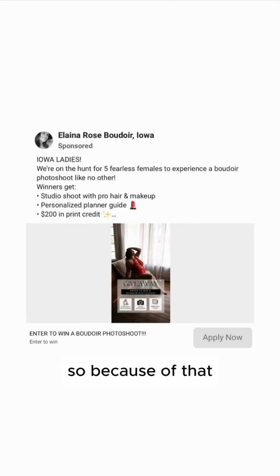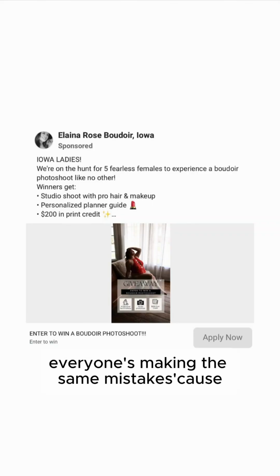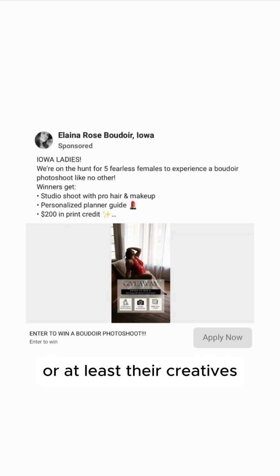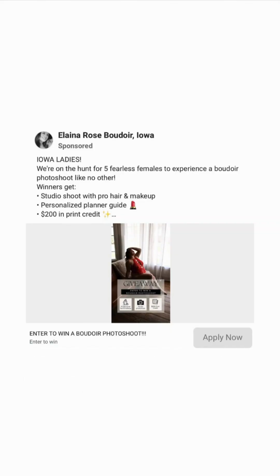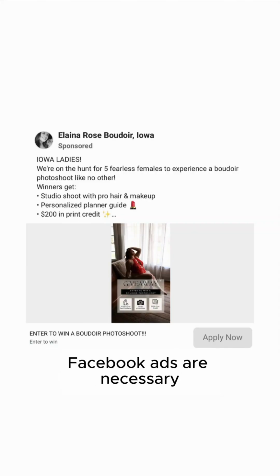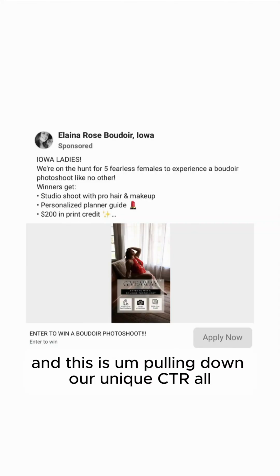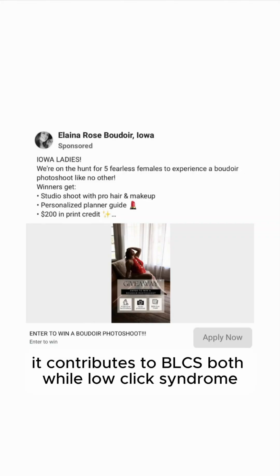So because of that, it's happening to everyone, because everyone's making the same mistakes, because everyone's ads look like ads, or at least their creatives. Their photos look like ads. So the consequence of this is way more women scrolling past our Boudoir Facebook ads than necessary. And this is pulling down our unique CTR. When it's pulling down our unique CTR, it contributes to BLCS, Boudoir low click syndrome.